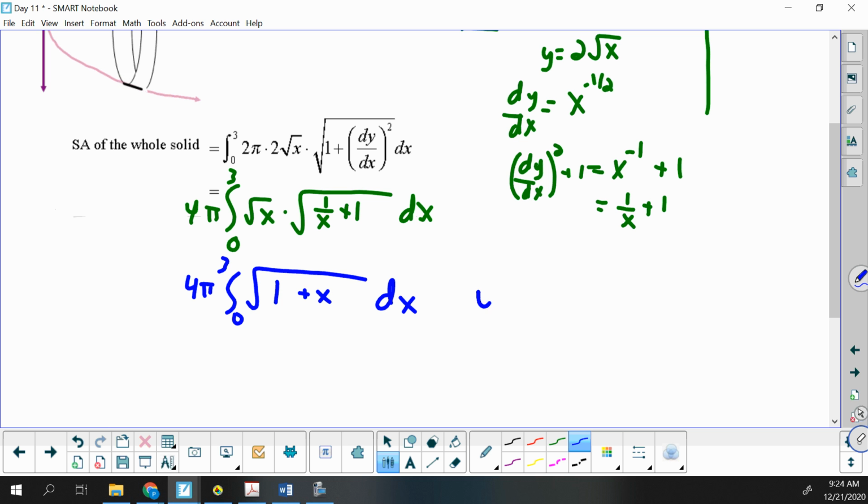And now we can just do a little u substitution for this. So du will just equal dx. We'll have to change our bounds. If we put 0 in for x in the u, we'll get 1. If we put 3 in, we'll get 4. And this will now just be u to the 1/2 du.